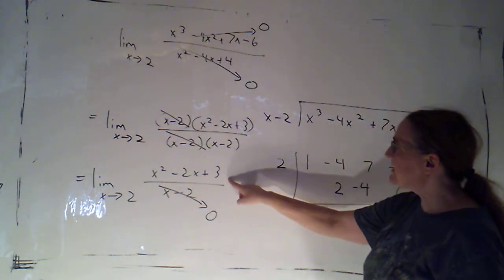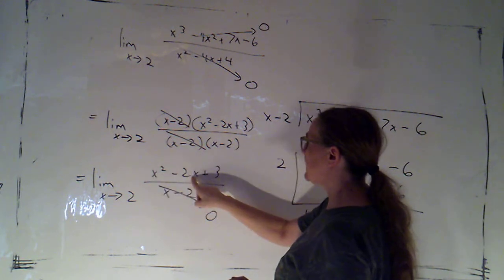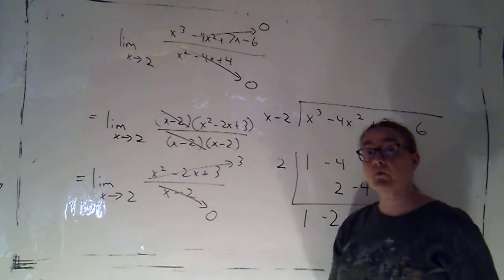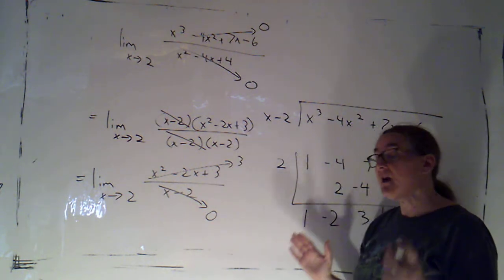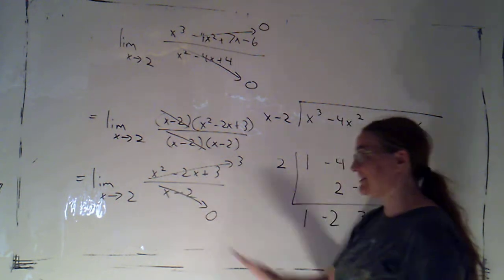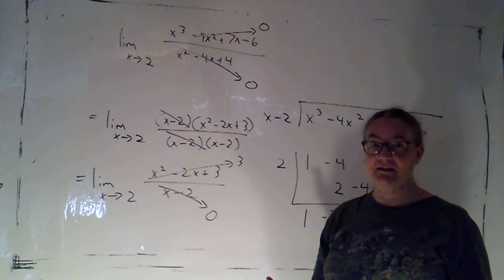But let's take a look at the top. The top now is going to 4 minus 4 plus 3. The top is going to 3. So I have not gotten to a point where I can evaluate the limit by plugging in 2, because that's still not allowed, but I have gotten to a point where I can evaluate the limit.